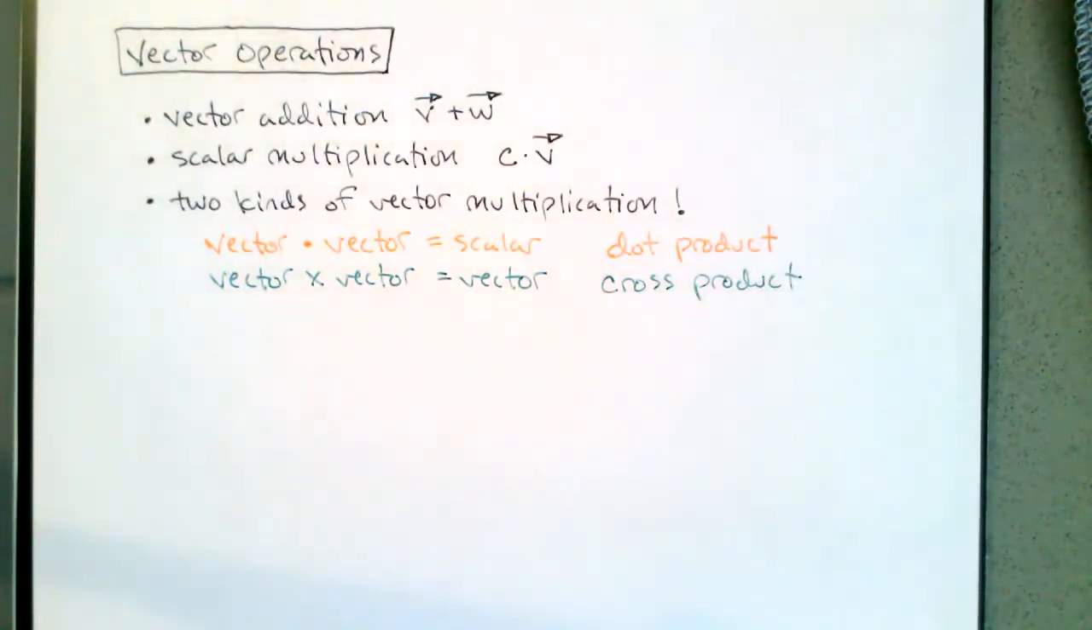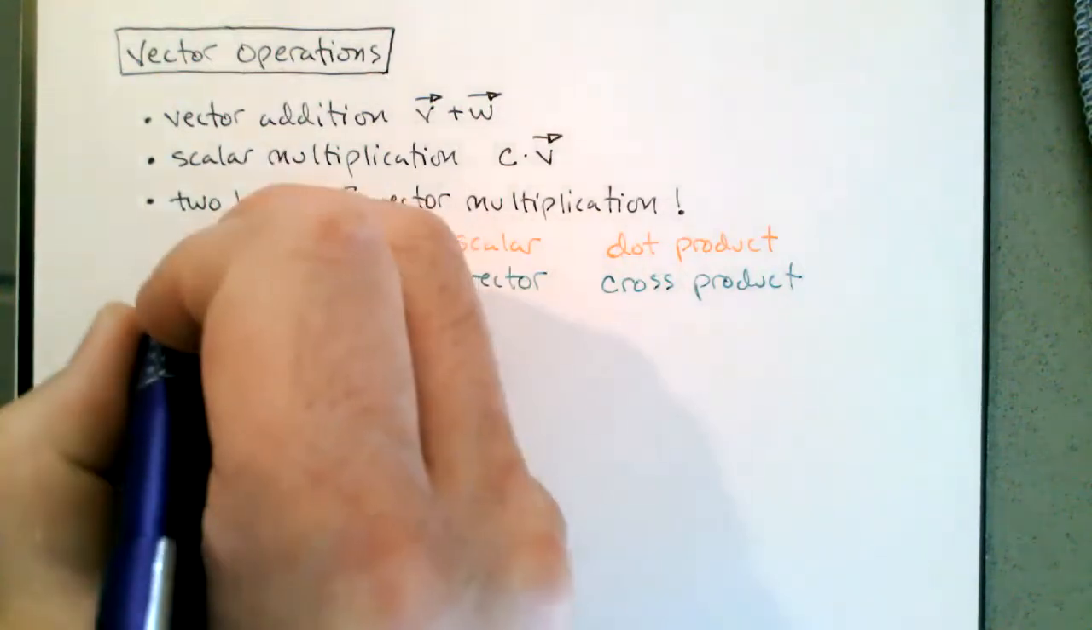So here are all our vector operations. There's vector addition, there's scalar multiplication, and two kinds of vector multiplication, a dot product and a cross product, a scalar product and a vector product. So we have to know how to compute these two kinds of products. And we also have to know what those products represent. So that's on our list of things to do: how to compute these and what they represent.